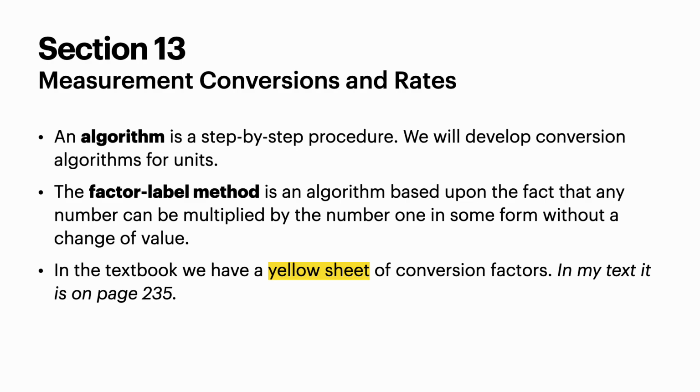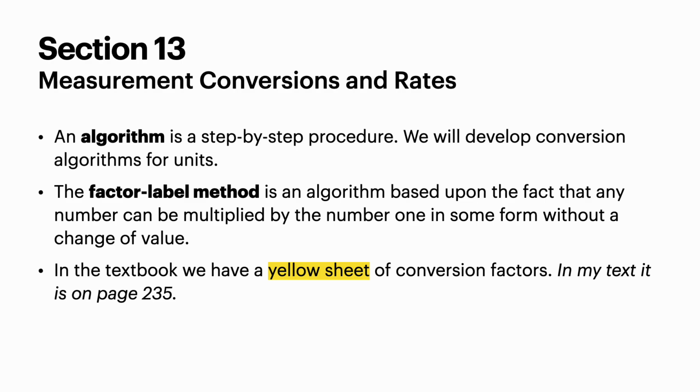An algorithm is a step-by-step procedure. We will develop conversion algorithms for units. The factor label method is an algorithm based upon the fact that any number can be multiplied by the number 1 in some form without the change of the value.